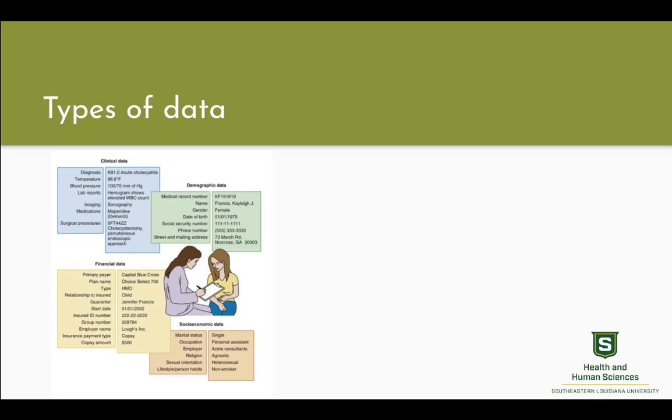For example, demographic data could be looking at gender or your medical record number. Socioeconomic data will be asking questions on your marital status or your religion. Financial data could be asking what type of health insurance you have, or whether you have a copay. And then clinical data is usually the one we're very familiar with. It can be asking questions on diagnosis or temperature.